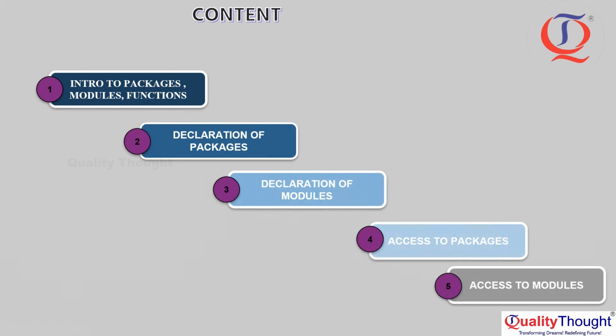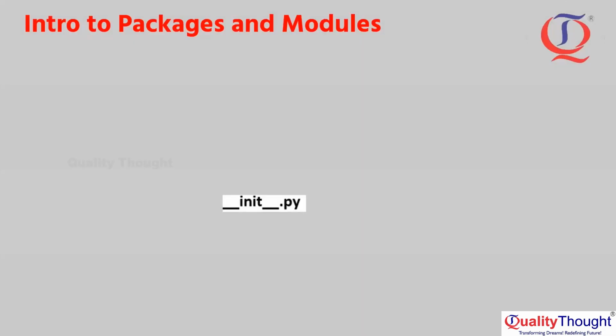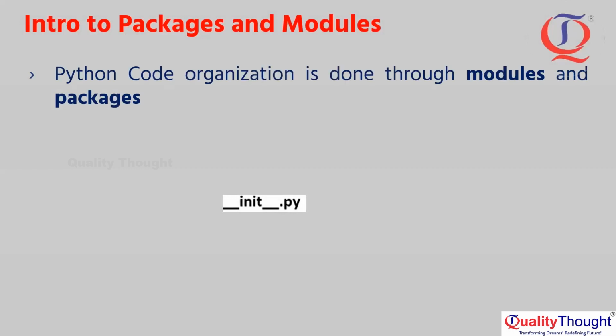Please, this is very important to implement real-time projects. This is the hierarchy that real-time projects follow. Firstly, we have to understand that in order for Python code to be organized, the code will be organized in the form of packages, modules, and functions, wherever they are, we can call them. So the code has to be organized in this particular way.